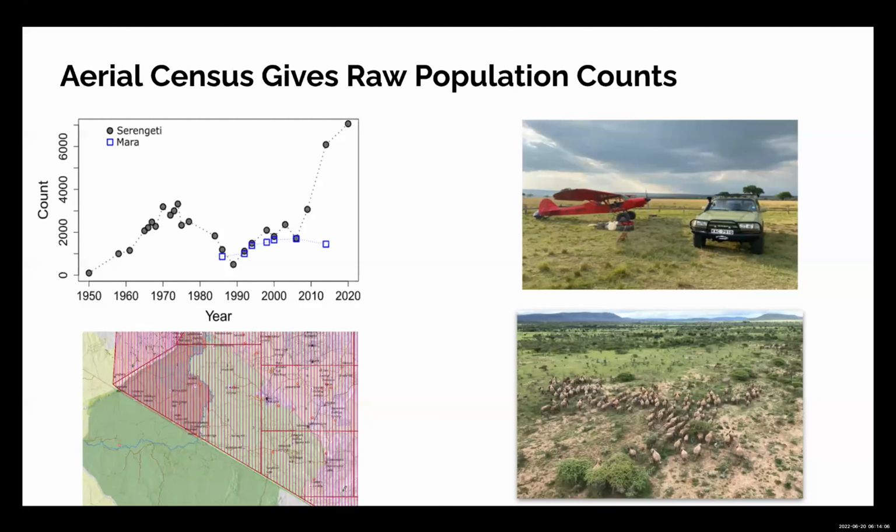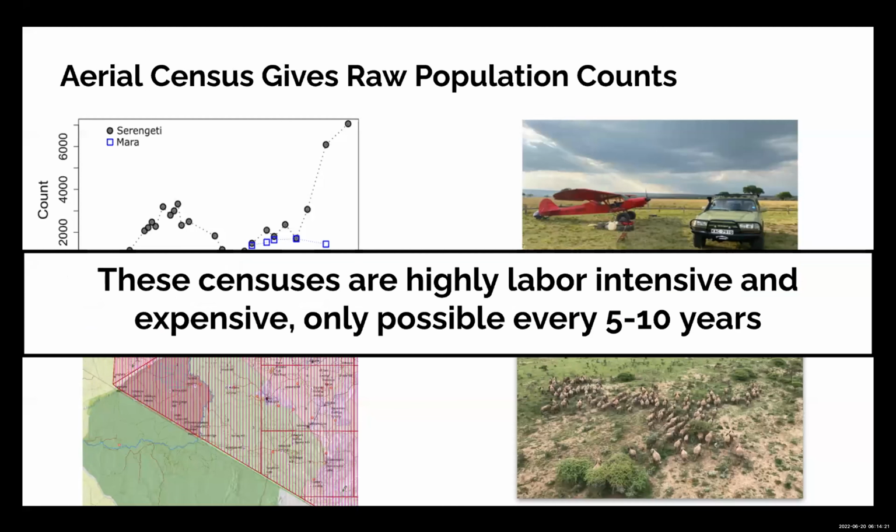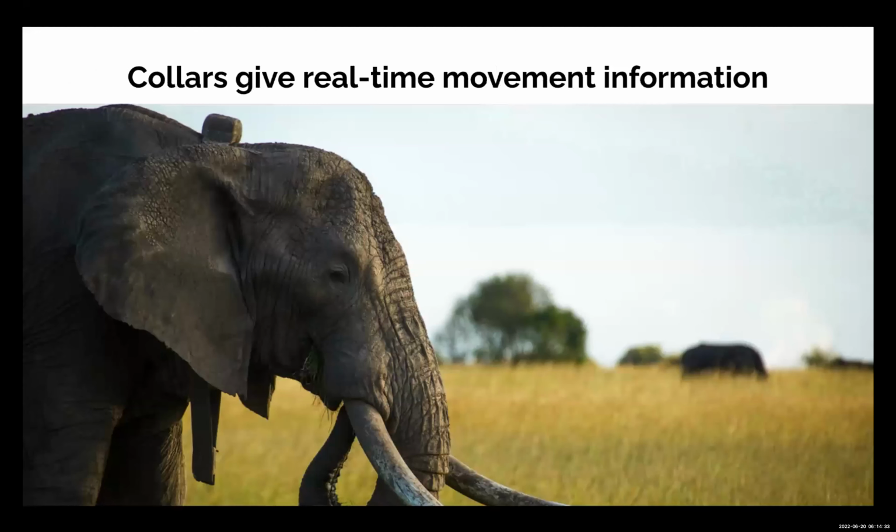There is a huge push towards automating these things. So moving towards drone-based censuses. And I think that's really exciting. But it's still really cost prohibitive. So highly labor intensive and expensive. And so usually that means they're only doing them every 5 to 10 years. And it's also only giving you counts. It's not giving you any more nuanced information about the demographics and definitely not about the individuals.